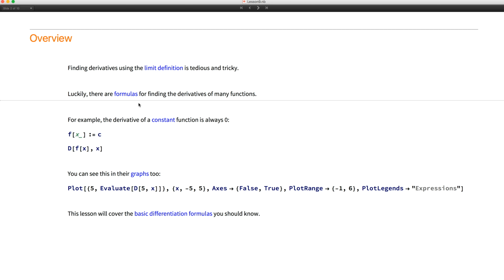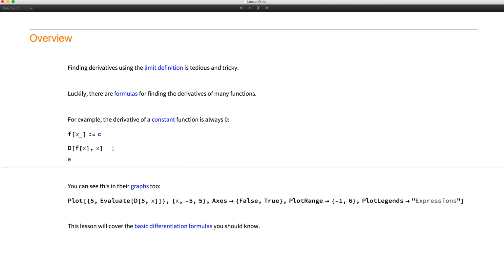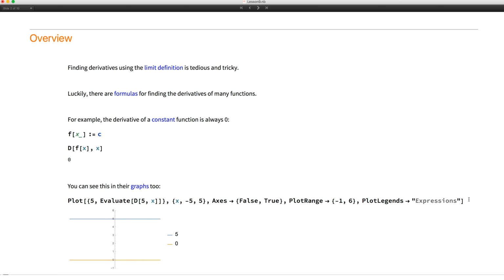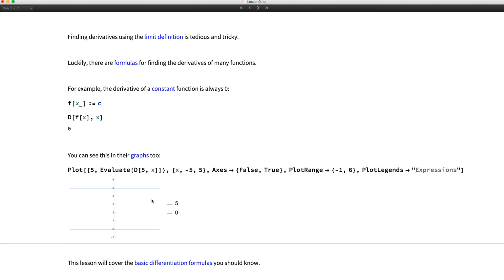So, for example, here is a constant function f of x equal to c, and you can see over here that the derivative of this function is just 0. So the derivative of a constant function is always 0. Let's check the graphs. So here is a graph of the function, and the derivative is 0. So in this lesson, what we'll do is we'll cover basic differentiation formulas of this type, and by the end of today's lesson, you'll feel quite comfortable about computing derivatives in practice.